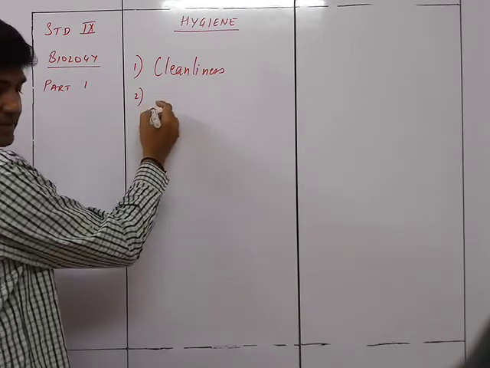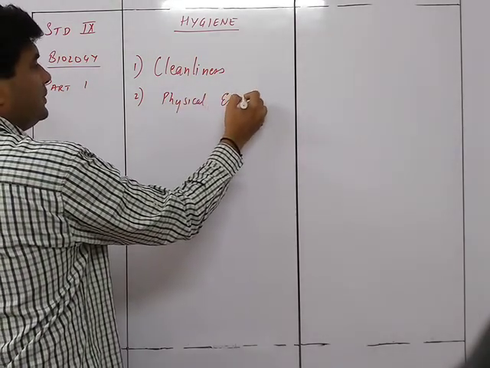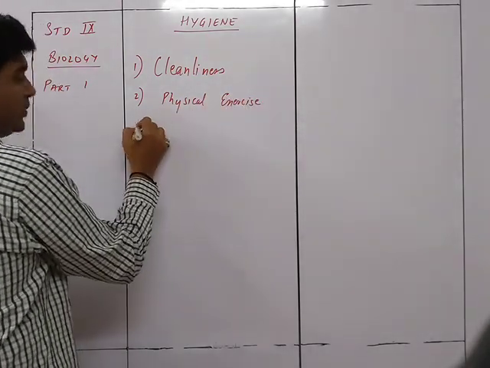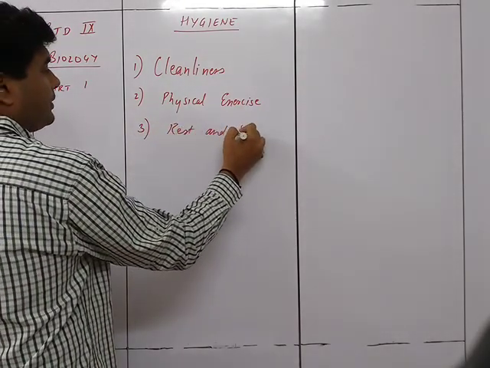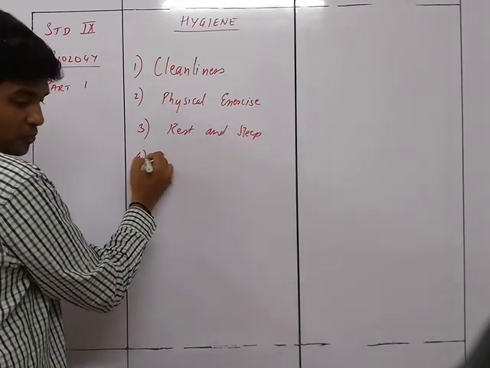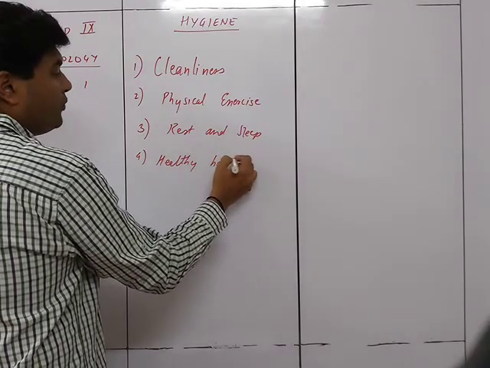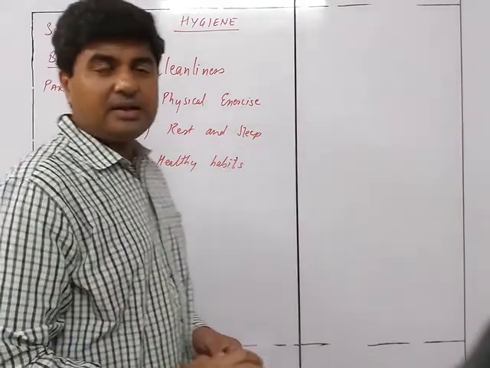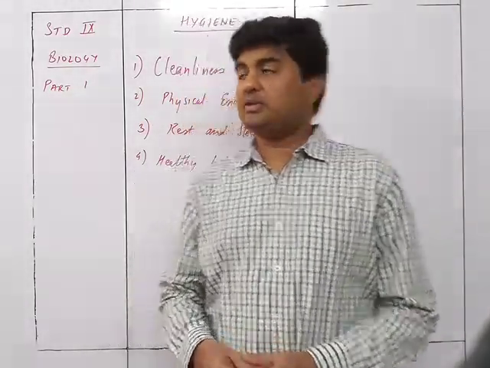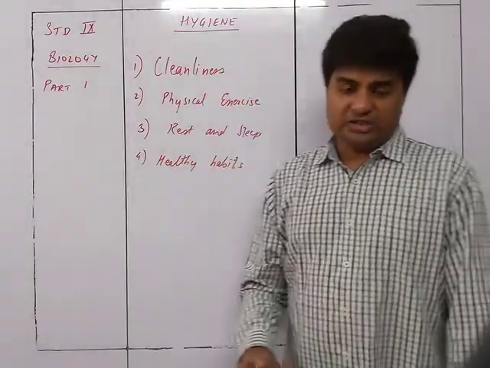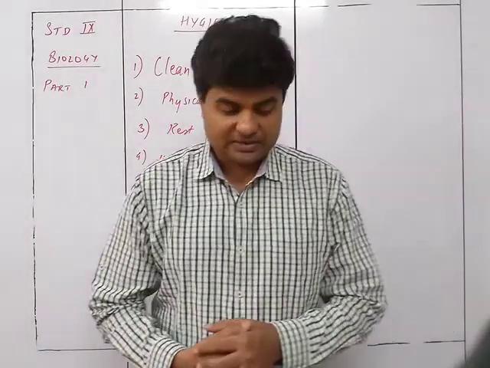The second one is physical exercise. The third one is rest and sleep. And finally, the fourth one is healthy habits. So these four points are the main aspects we need to take care of in case of personal hygiene. So let's see one by one what these four points are. First thing, let's talk about cleanliness.